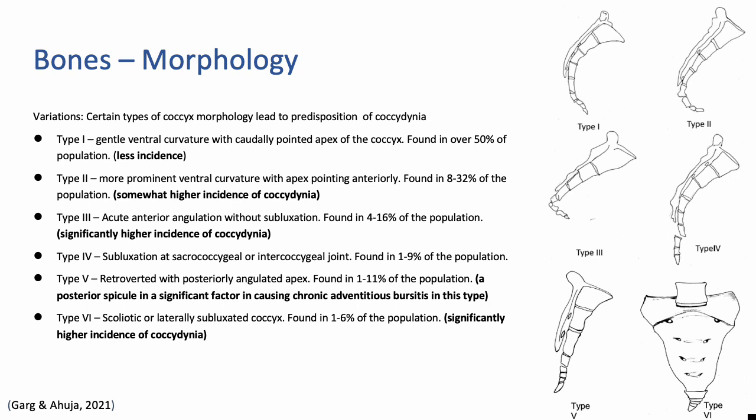Type 3 and type 6 have significantly higher incidences of coccydynia, and that's due to that forward angulation and then that lateral deviation. And then type 5 does not have an incidence or predisposition to coccydynia, but it is a significant factor in causing chronic adventitious bursitis in this type.